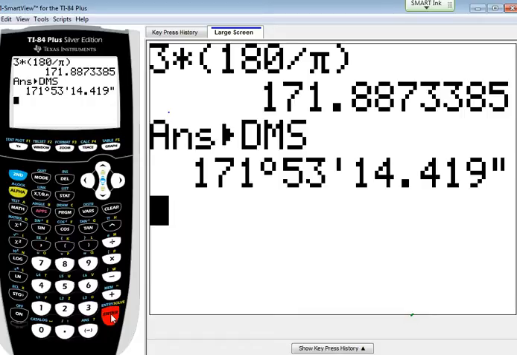So now it changed it into degrees, minutes, seconds. And we wanted to watch a couple things with rounding. This is your degree part. This is your minute part. When you went to round, this is your seconds.